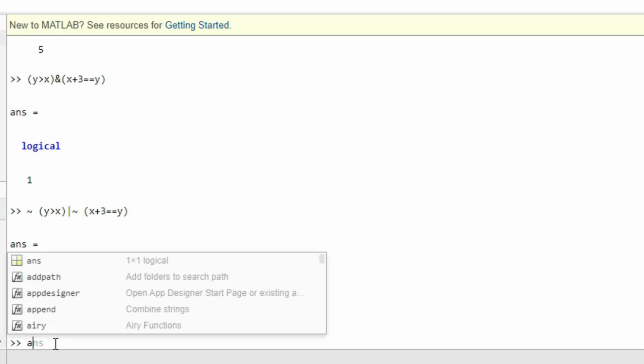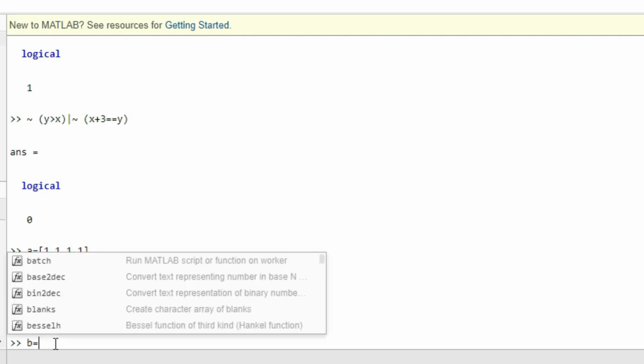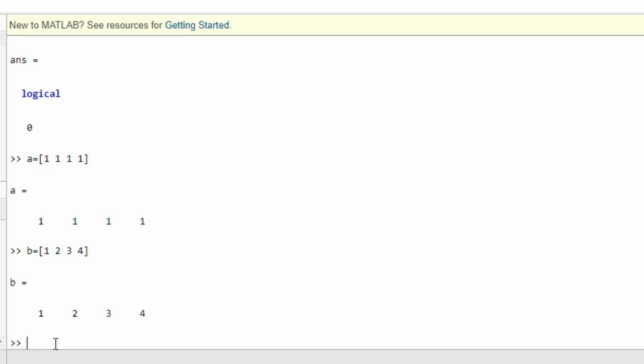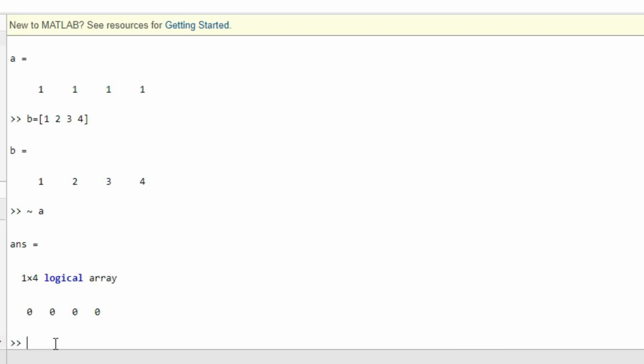So we have a equal to 1 1 1 1, that is a 1 by 4 matrix, and b equal to 1 2 3 4, which is also a 1 by 4 matrix. Let's try some operations with these matrices. Tilde means not, so tilde a gives a matrix of zeros, and tilde b also gives a matrix of 0 0. You can try tilde with any numbers, that gives not false.